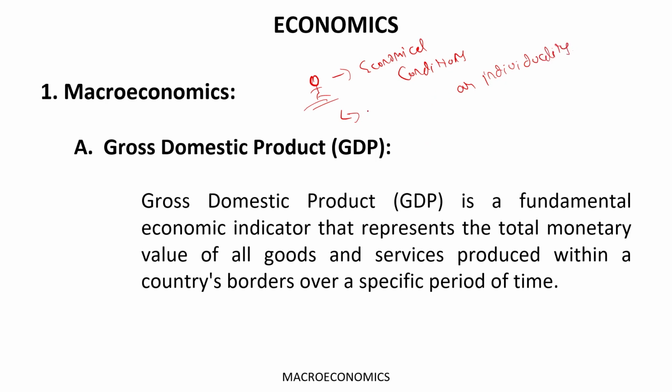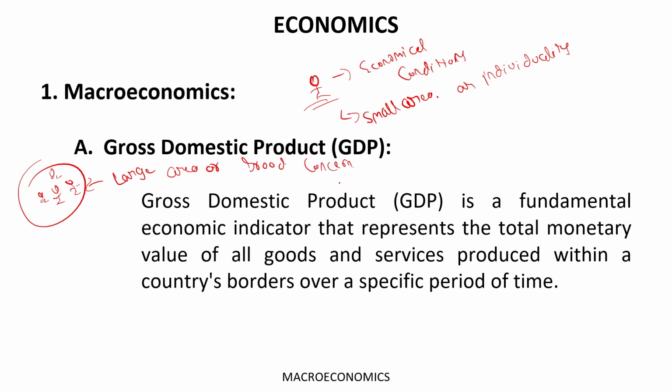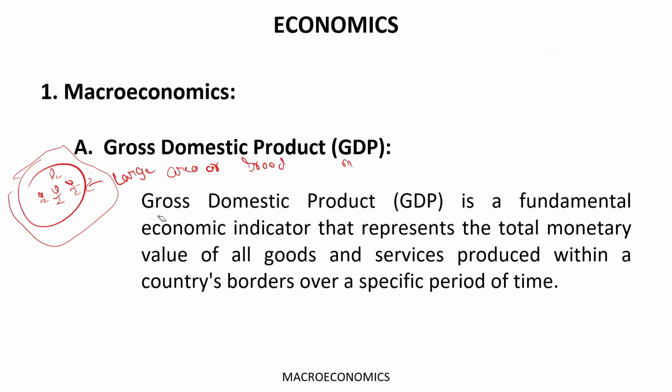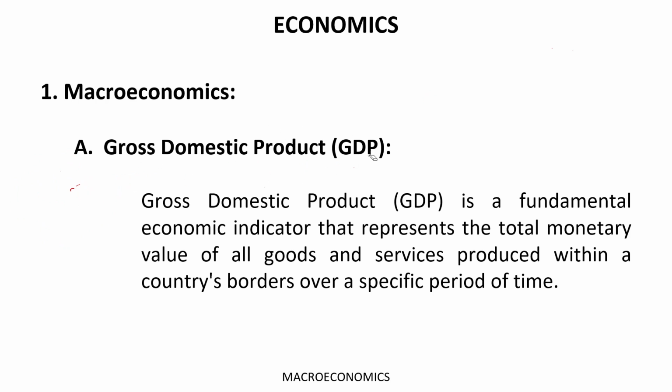Small area or individuality. All right, but when we are talking about a group of people and their economic conditions, then it is a large area or broad concern. So in micro, you are only thinking about one individual, but in the case of macro, you are thinking about many people or a broad concern. It is the basic difference between micro and macroeconomics. So let's start with macroeconomics.